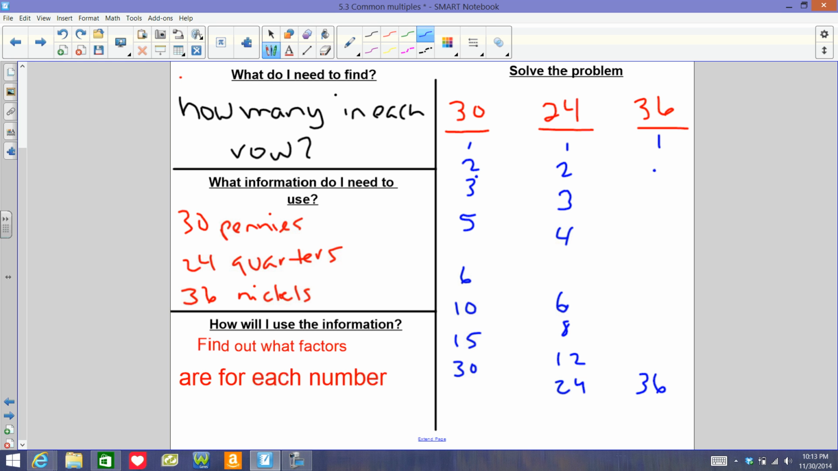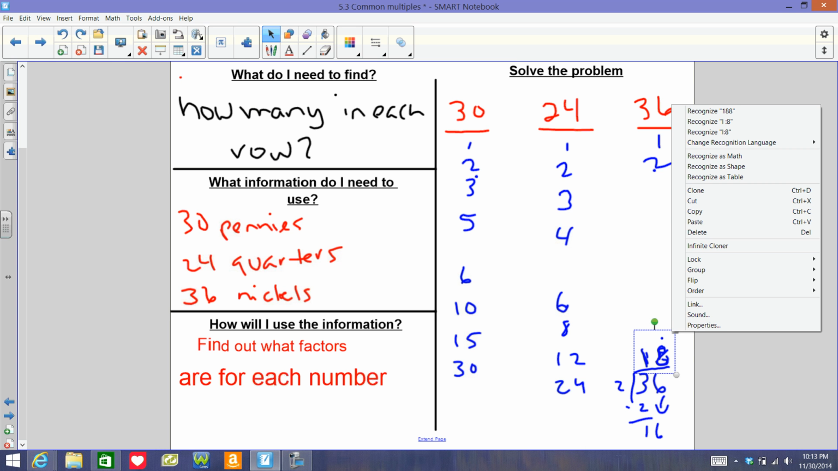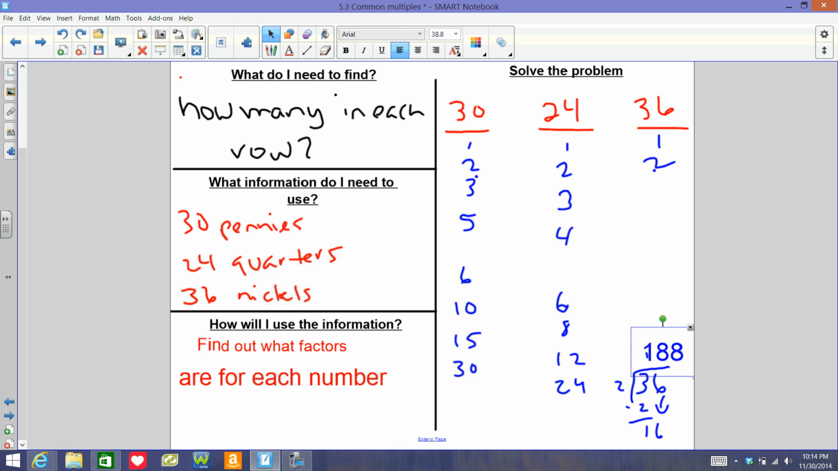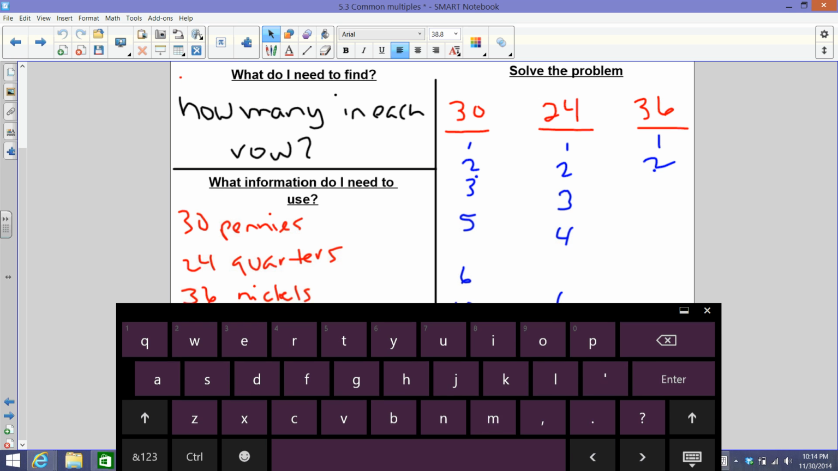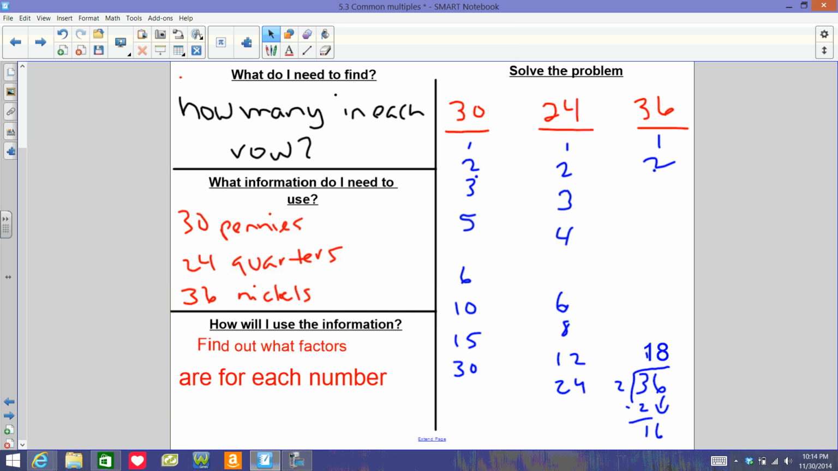So we got 1 and 36. 36 is also an even number, so it can be divided by 2. 2 can go into 36. If you don't know, we can go 36 divided by 2. 2 goes into 3 one time, bring the 6 down, so it goes into 16 18 times, okay? So we have 18.